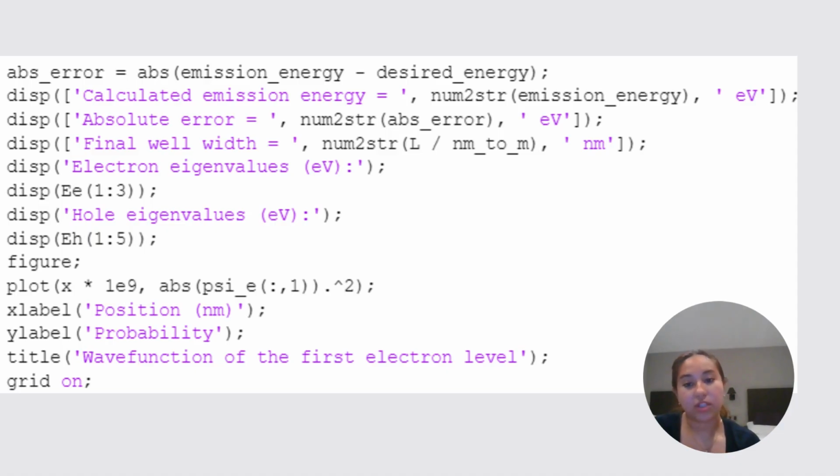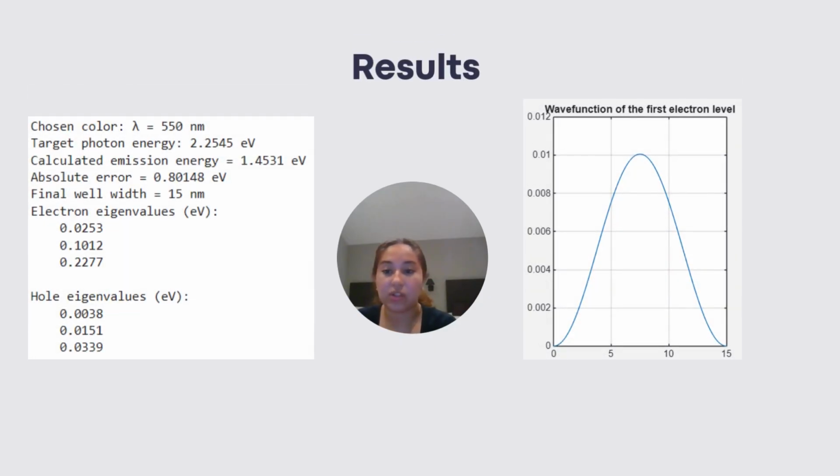Finally, the program outputs the calculated emission energy, the absolute error compared to the target, the final well width, and the first few eigenvalues for the electron and holes. It also generates a plot of the electron ground state wave function, showing how the electron is spatially confined within the quantum well. When the code is executed with the given parameters, the target photon energy for green emission is 2.25 electron volts. However, the simulation yields an emission energy of approximately 1.45 electron volts. This leaves an absolute error of about 0.8 electron volts, which is relatively large. The final well width obtained after the iterative procedure is about 15 nanometers.